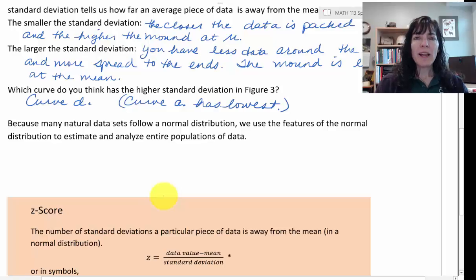So what we like to see is a distribution that is a normal distribution. And many natural data sets actually will have that normal distribution. And because of that, we can use features about the normal distribution to analyze entire populations of data. And it makes things really easy for us, because think about that empirical rule of thumb, how we can say, well, we know this % of the data is going to be between these two markers.